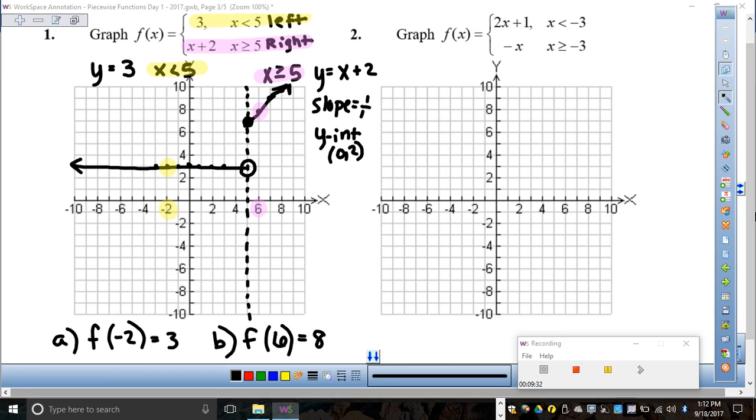Okay, let's take a look at this next example. This time, the boundary line, if you look at this part first, is going through x equals negative 3.